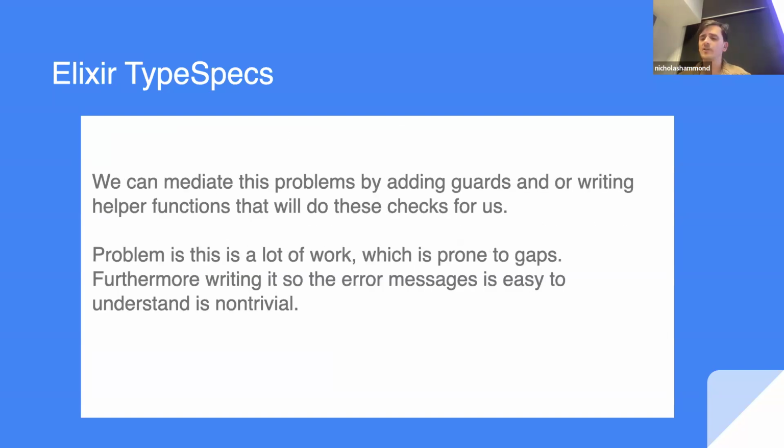So we can mediate this problem by adding guards and/or writing helper functions that will do these checks for us. Problem is, this is a lot of work, which is prone to gaps. Furthermore, writing it so the error messages are easy to understand and idiomatic with respect to Elixir's types and type specs in a systematic way is pretty non-trivial.